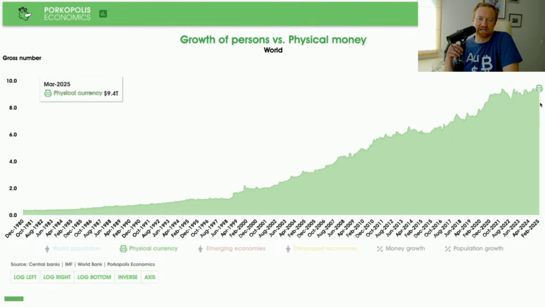$9.4 trillion equivalent in dollars, euros, yen, yuan, sterling, Swiss francs, Brazilian real, Argentine pesos. $9.4 trillion all across the world in cash money. Back in 1980, it was roughly 400 billion. 400 billion to 9.2 trillion.